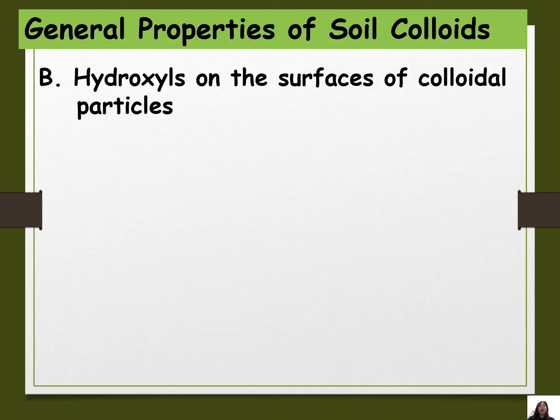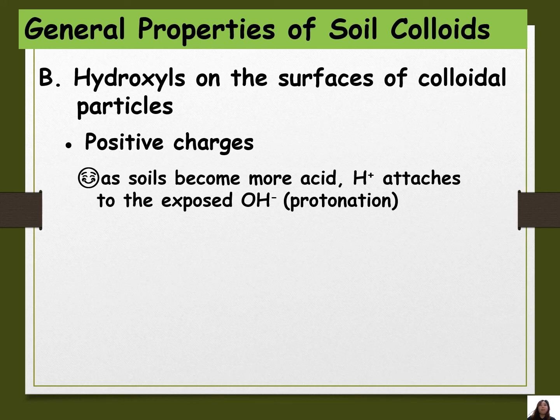Now let's look at hydroxyls on the surfaces of colloidal particles. For positive charges, as soils become more acid, the hydrogen ions attach to the exposed hydroxyl ion, which is called protonation. For example, aluminum hydroxide when combined with hydrogen ion could produce aluminum hydroxide with a positive charge.